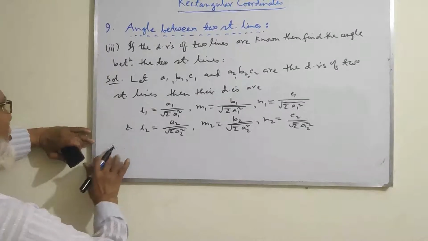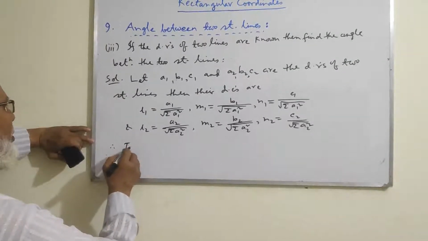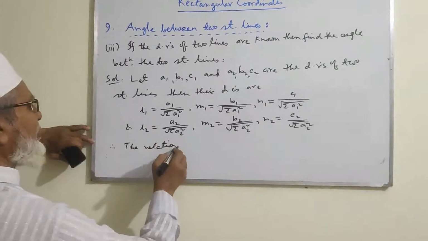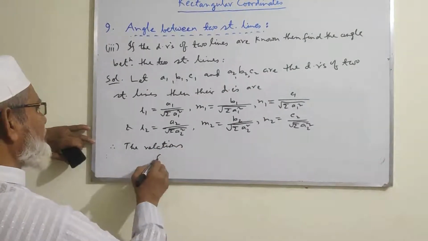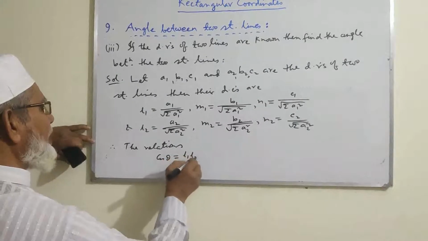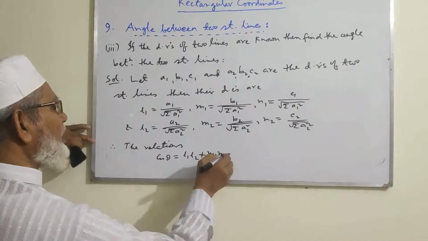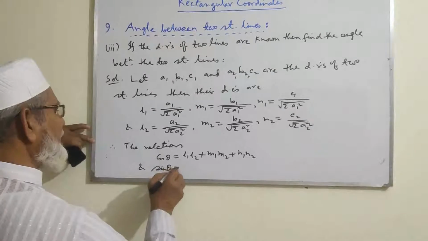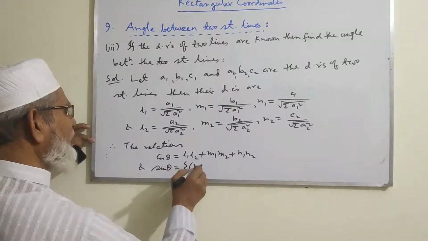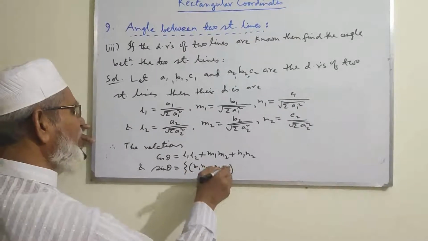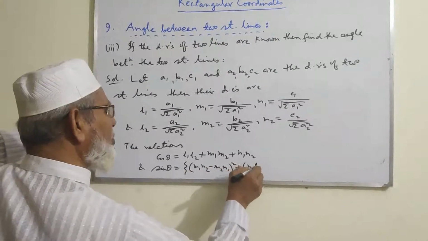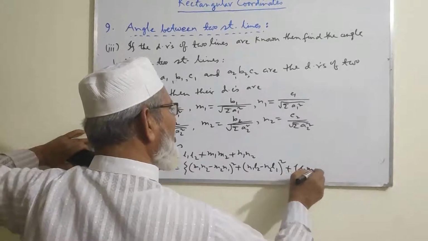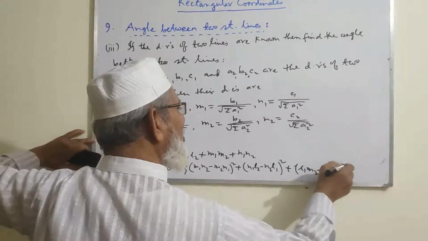Therefore, the relations: cos theta is l1 l2 plus m1 m2 plus n1 n2, and sin theta is the square root of m1 n2 minus m2 n1 whole square, plus n1 l2 minus n2 l1 whole square, and l1 m2 minus l2 m1 whole square, to the power half.